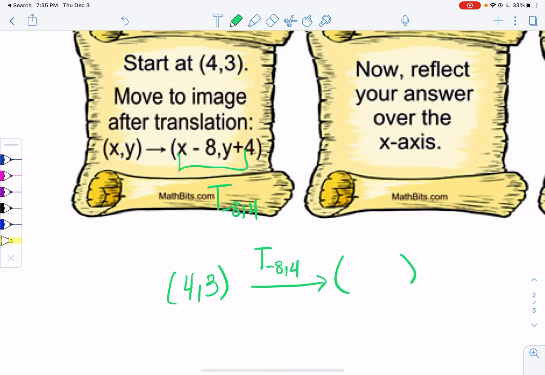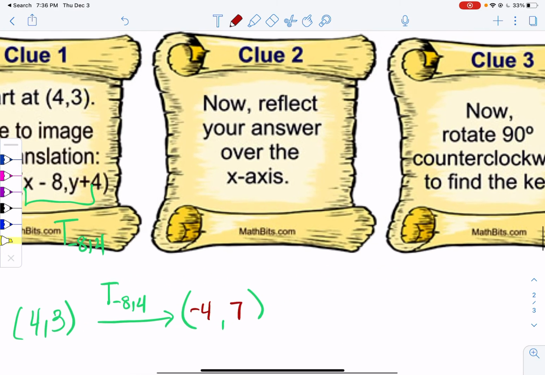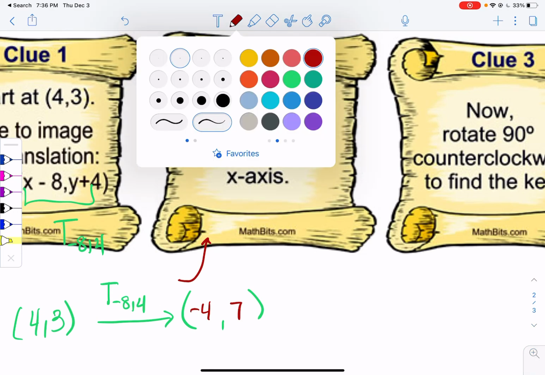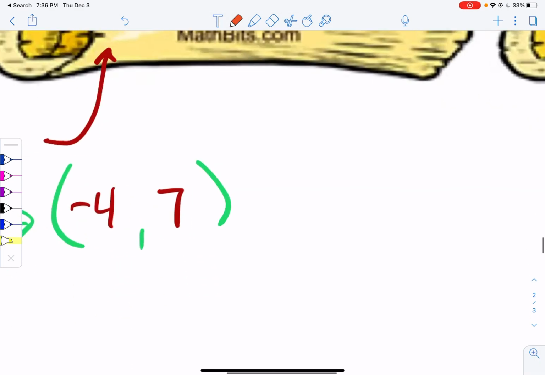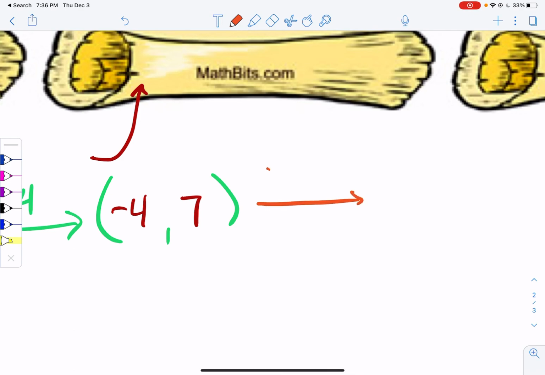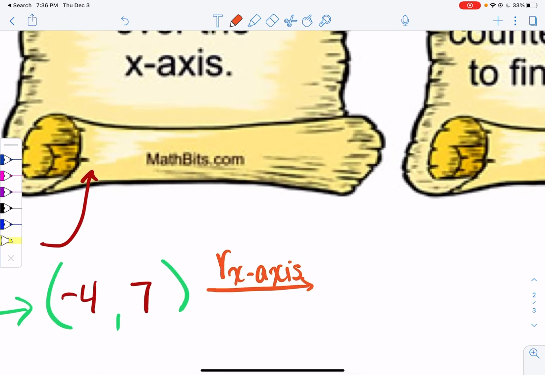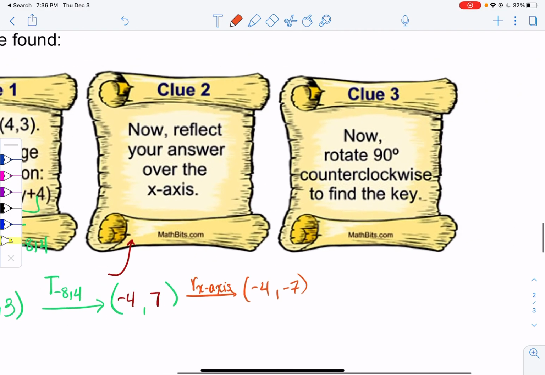I want to find out what my new value is. Well, I just have to ask myself, what's 4 minus 8? Negative 4. What's 3 plus 4? 7. Boom. That's going to lead me to clue 2. Clue 2 says, now reflect this answer over the x-axis. So let's reflect it over the x-axis. When I reflect over the x-axis, my x value stays the same, but my y value changes a little. So I keep my negative 4. And I have to ask myself, what's the opposite of a positive 7? It's a negative 7. That's going to lead me to clue number 3.